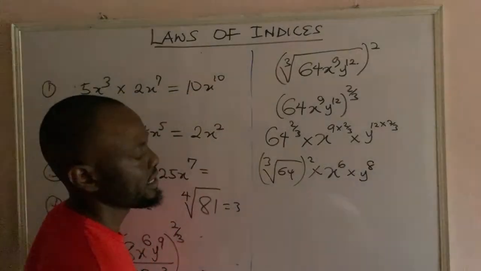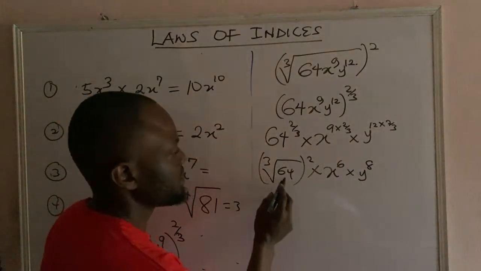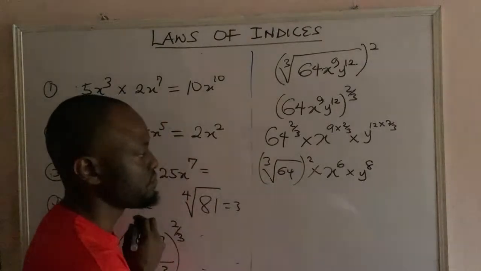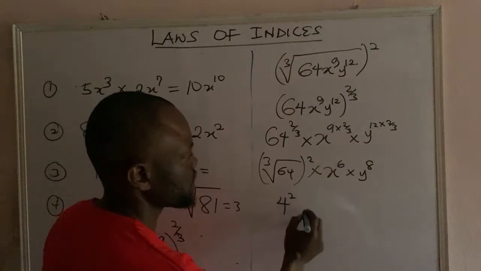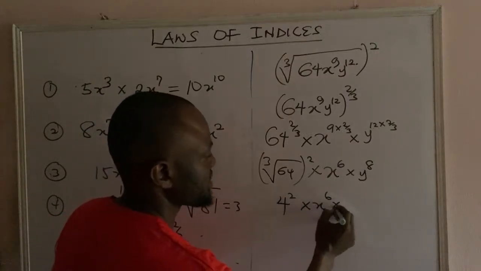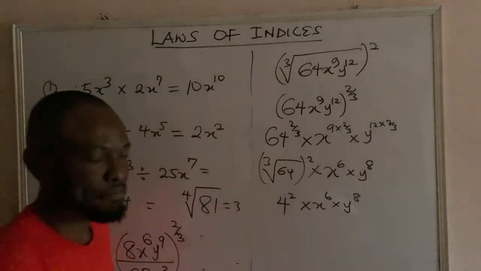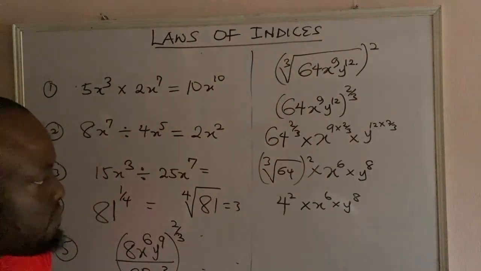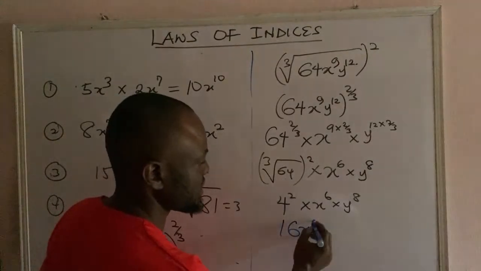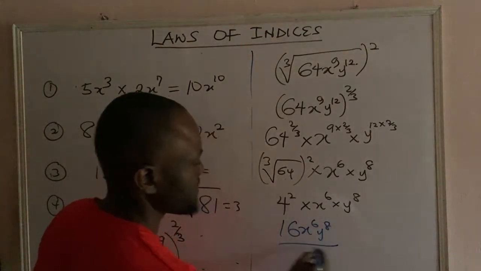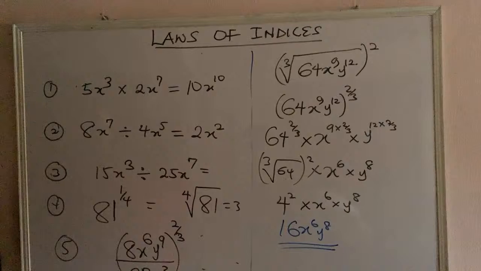So my final answer could be the 3rd root of 64, which gives me 4. 4 squared multiplied by x to the 6, y to the 8. Now, 4 squared is actually 16. So 16x to the 6, y to the 8. So that is my answer.